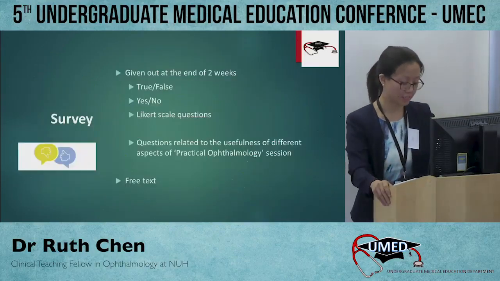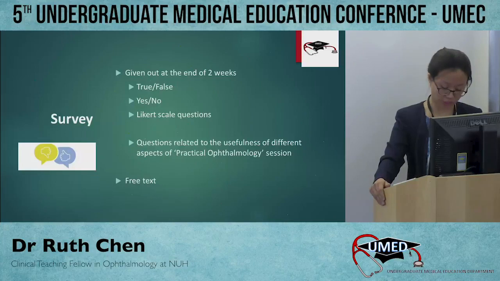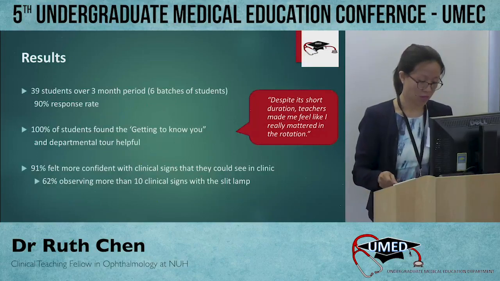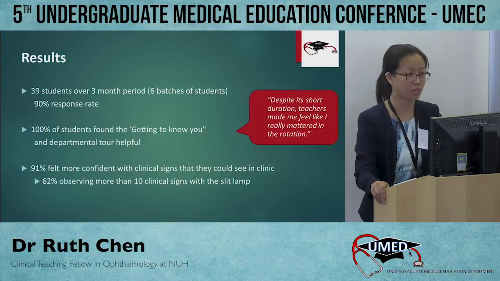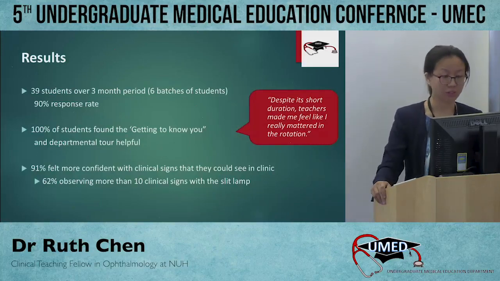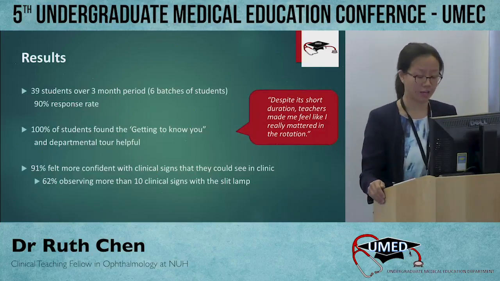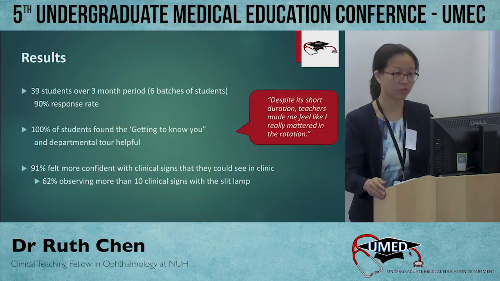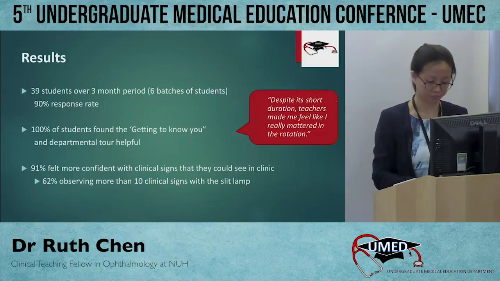So feedback was collected via a questionnaire after 2 weeks to explore their mindset and practical usefulness of the intervention during the placement. And our results showed that over a 3-month period, we had 39 students, of which 90% responded. And all students found the Getting to Know You and departmental tour really useful for orientation. And most of them felt more confident with clinical skills after the slit lamp teaching, with more than half of them actually having observed more than 10 clinical signs during the placement. So quite a big achievement.